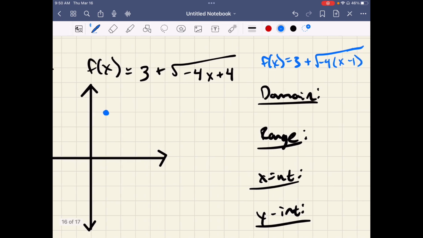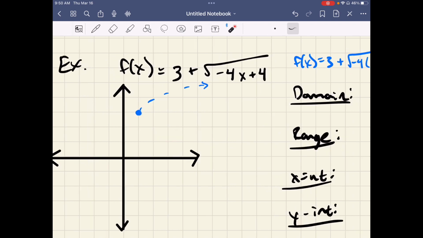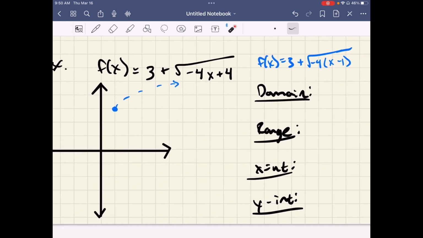And now I know this -4 right here. Normally our graph looks like this, okay? And normally what we have is a negative on the outside of our square root sign, which would make our square root go down. So what we have is a negative on the inside, which is going to make our square root curve open up to the left.